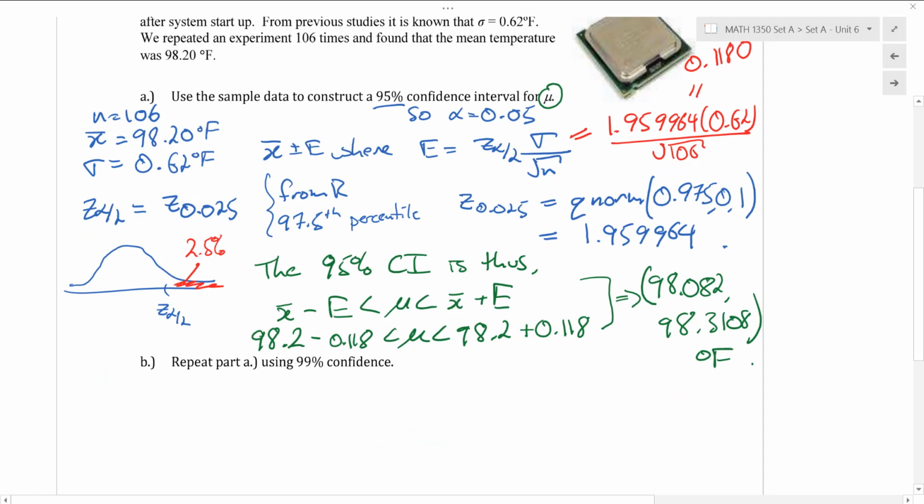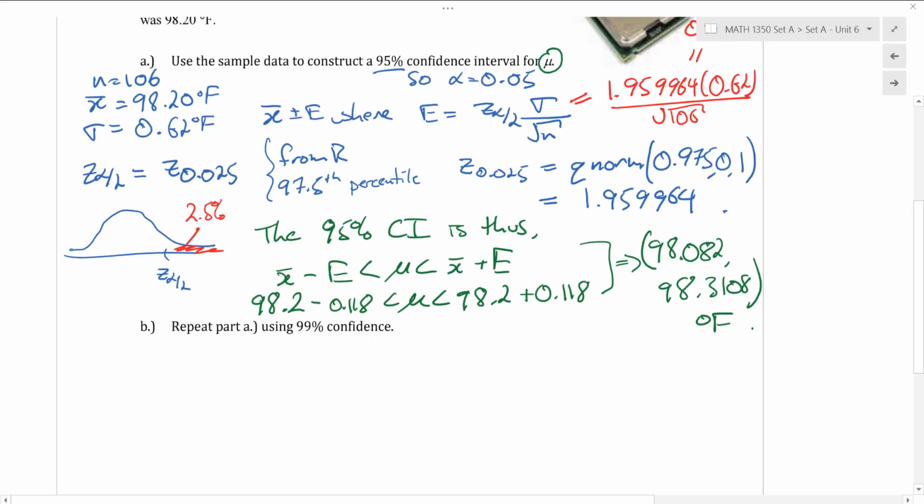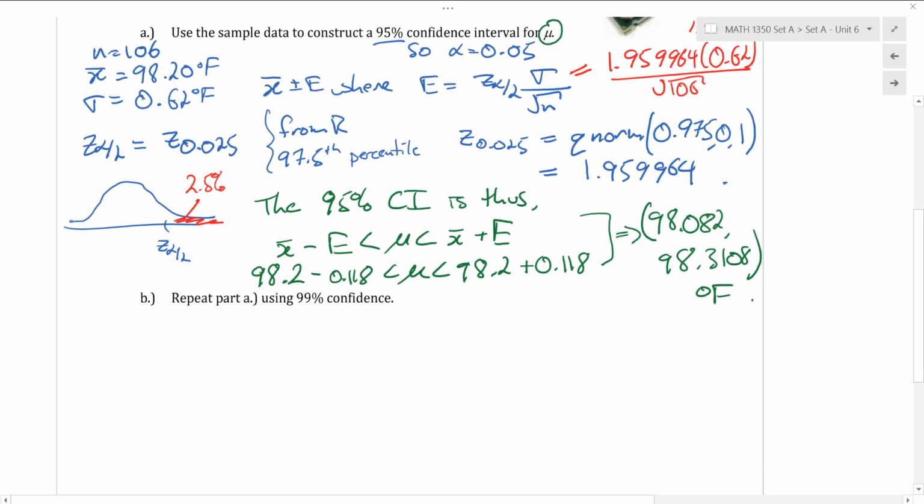In part B, we're being asked to repeat this only using now 99% confidence. So you can think to yourself, how is this going to impact the size of our interval? If our confidence is going to go up, if we're going to become more confident that our interval contains the true mean, this should give for us now a larger interval. So we're expecting our interval to get wider or larger to give us this additional confidence. Let's compute it out and see what we get.